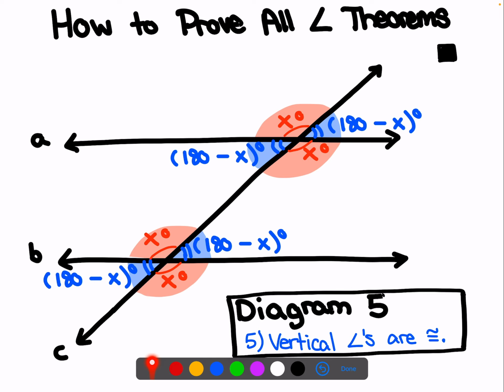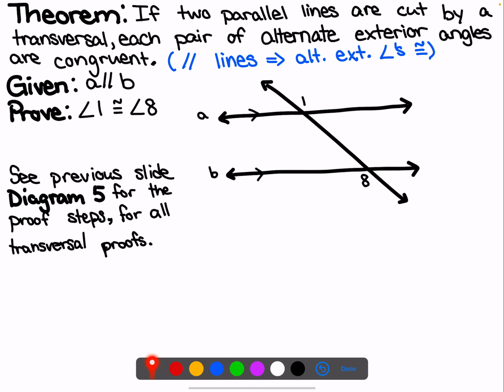Next up, these next couple theorems you guys do not need to write, because again, these are just going to be the shortcuts. So our first shortcut says, if 2 parallel lines are cut by a transversal, each pair of alternate exterior angles are congruent. Meaning parallel lines implies alternate exterior angles are congruent. So again, that's just our shortcut now. So we can use that all the time. If you see parallel lines, you can automatically assume that alternate exterior angles will be congruent to each other.